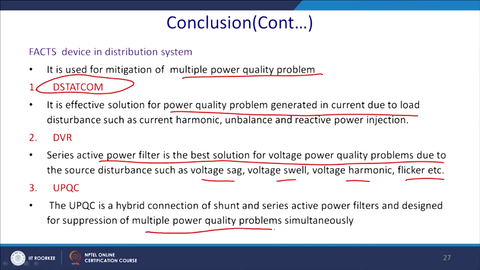In the same way, we have the series active power filter, which is the best solution for voltage quality problems due to source disturbance such as voltage sag, voltage swell, voltage harmonics, flicker, etc. And thereafter we come to UPQC. UPQC is a hybrid connection of shunt and series active power filters, designed for suppression of multiple power quality problems, as we have seen in UPFC.